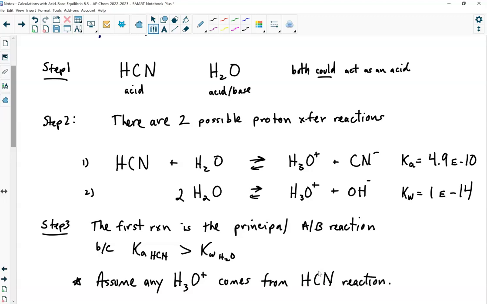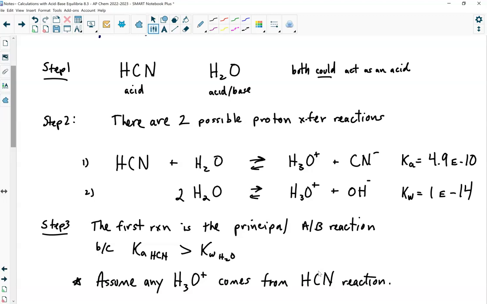Now you and I can already see that HCN is going to be a stronger acid than water, isn't it? How do we know that HCN is going to be a stronger acid than water? By looking at what's on the slide. Higher Ka, yeah. So that is what we're going to call the principal acid-base reaction, because this one is going to be producing most of the hydronium in your ending solution, because it's the acid and it has the higher Ka. That's a pretty low Ka for an acid. This is actually a really weak acid.